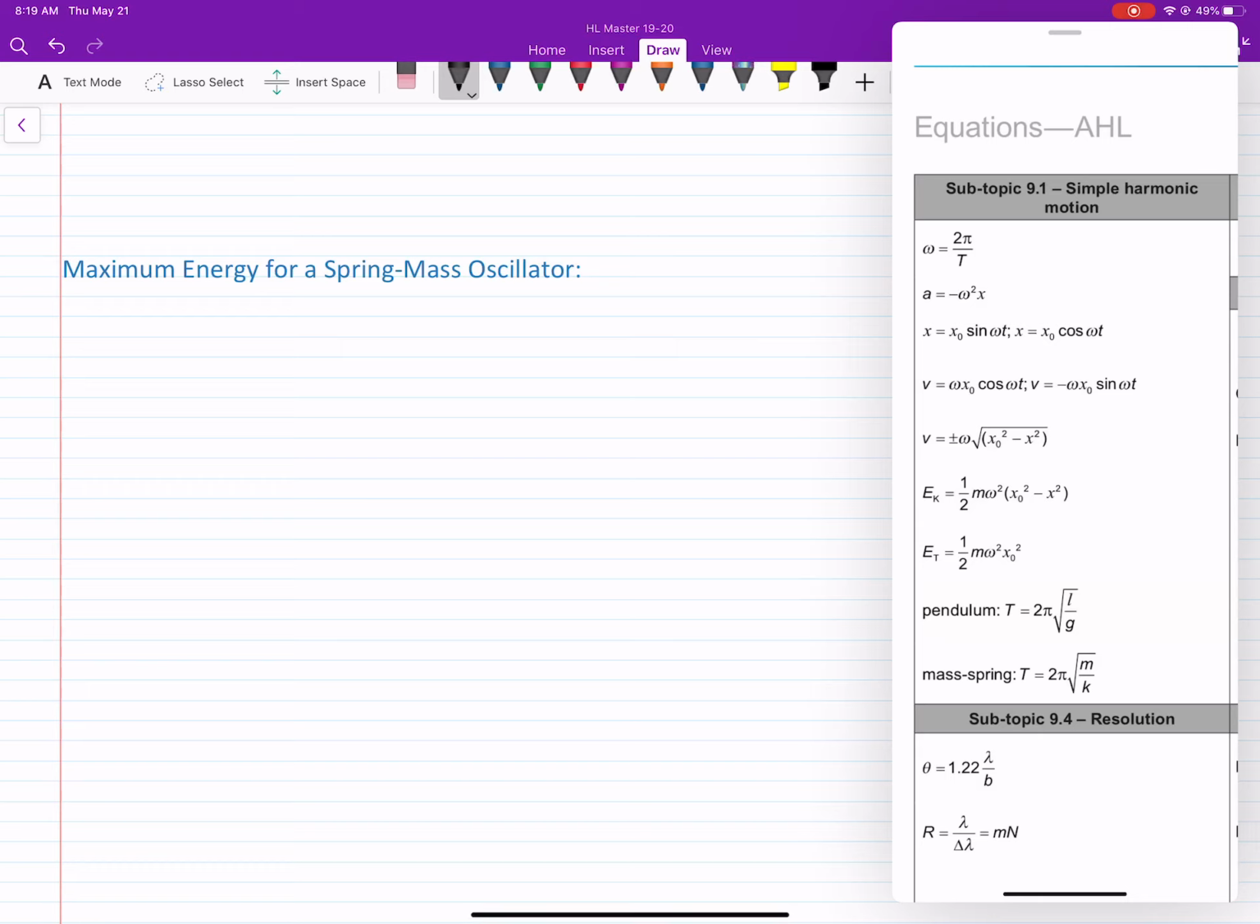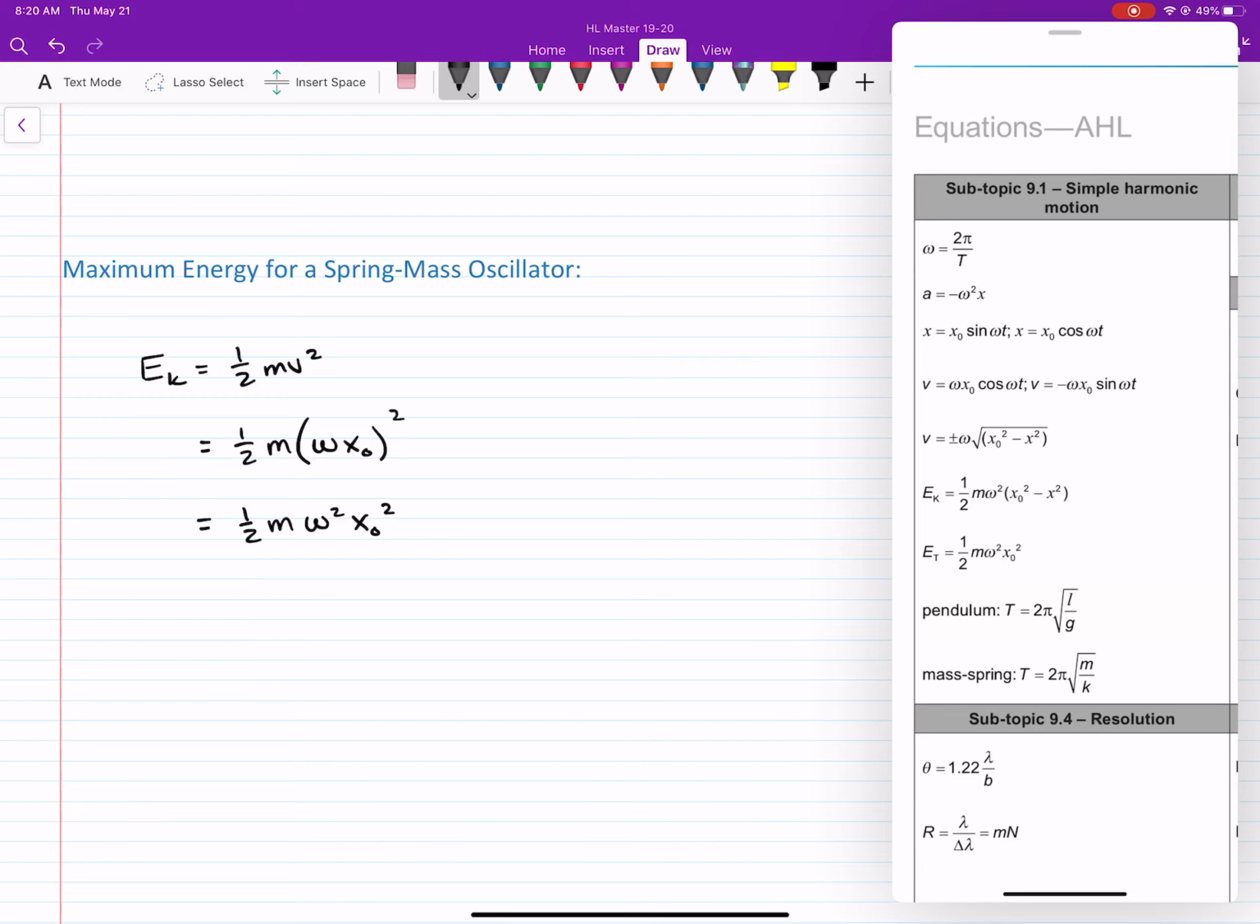So if you think back to our kinetic energy formula, kinetic energy for any moving object is going to be 1/2 mv squared. And again, what we were saying is we're really looking for the maximum kinetic energy, and that's always going to happen at the maximum velocity. So instead of v, I'm going to plug in our formula for maximum velocity, which is omega x naught. We're going to make sure we're squaring that. And if we take that maximum value, we're going to get 1/2 m omega squared x naught squared.